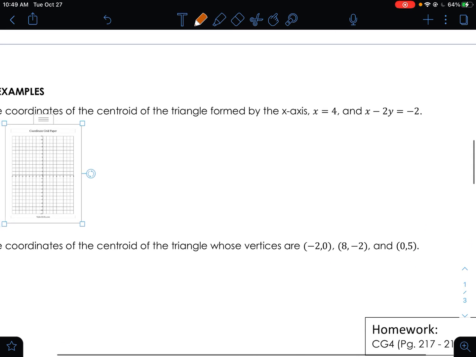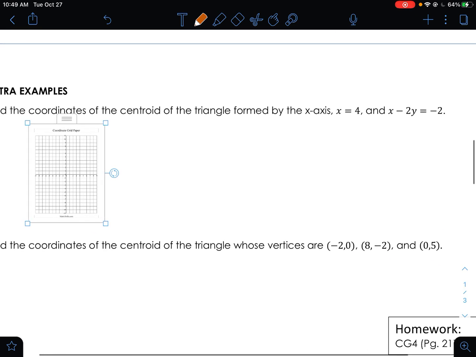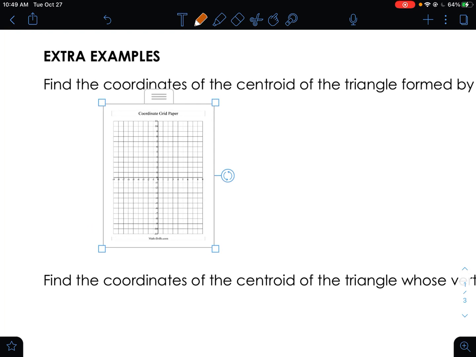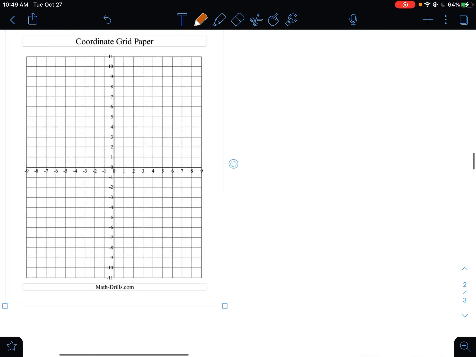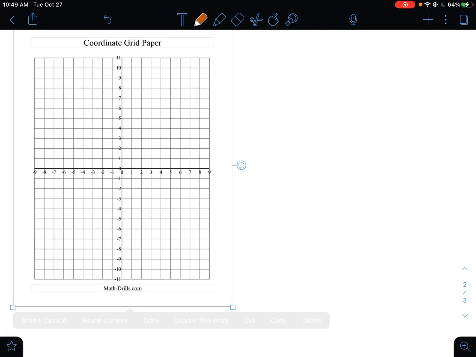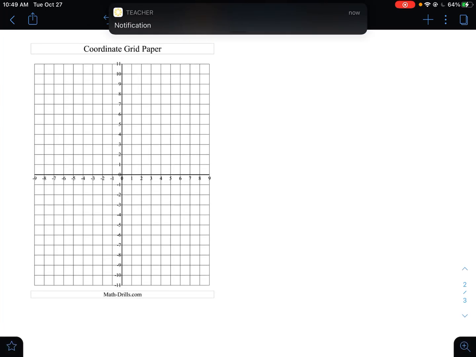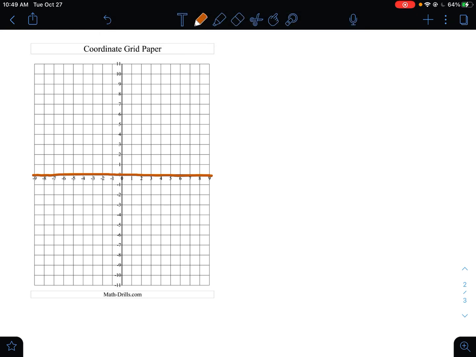So first off, I know that I have this triangle. It's formed by the x-axis and the line x equals 4. So my x-axis is right here. I'm going to try to draw on this. Okay, so there's my x-axis. I have the line x equals 4, which would be a vertical line. So here is this line right here.